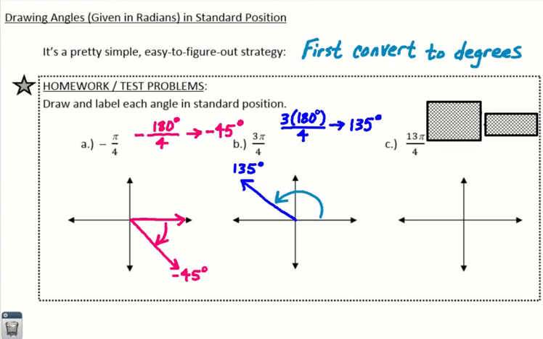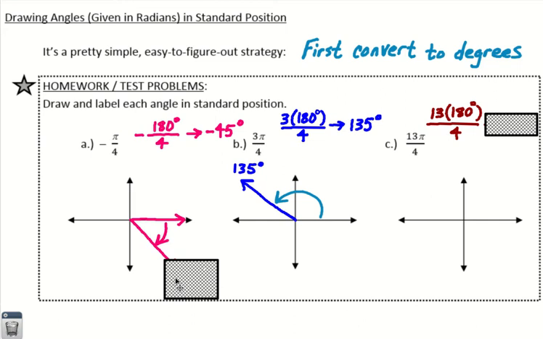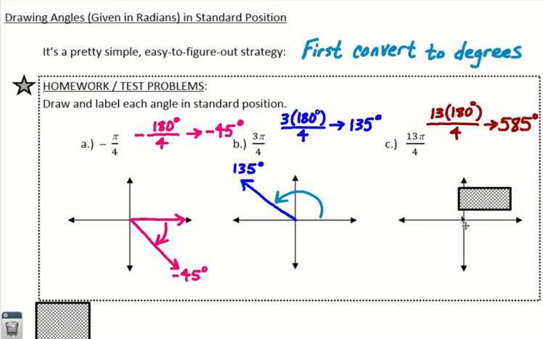Try the last one on your own. I dare you. Which means pause it. And then unpause. 13 pi over 4. Well, in degrees, that would be 585. What? 585. Where is 585 degrees?